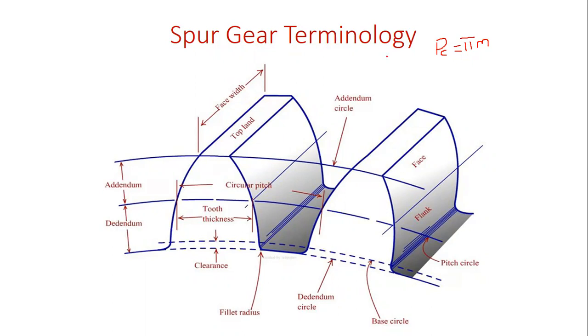And the next is the diametral pitch. Diametral pitch is expressed as a number of teeth per unit length. It is expressed as the number of teeth per unit length on the pitch circle. This is the pitch circle. It is expressed as the number of teeth per unit on the pitch circle diameter, and that is denoted by PD.